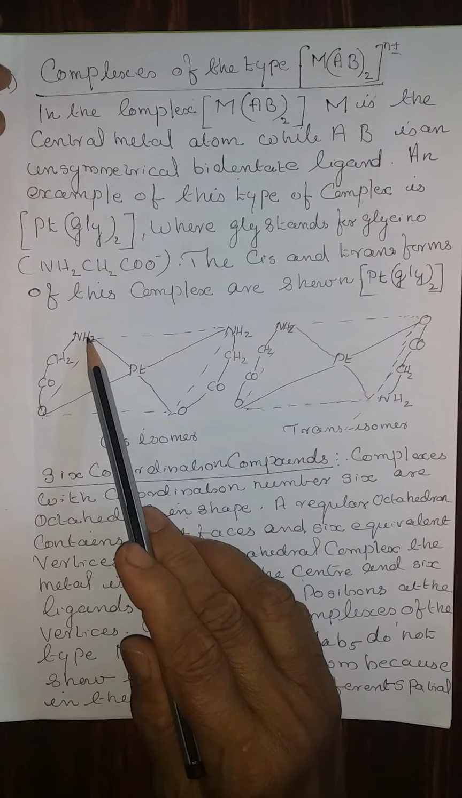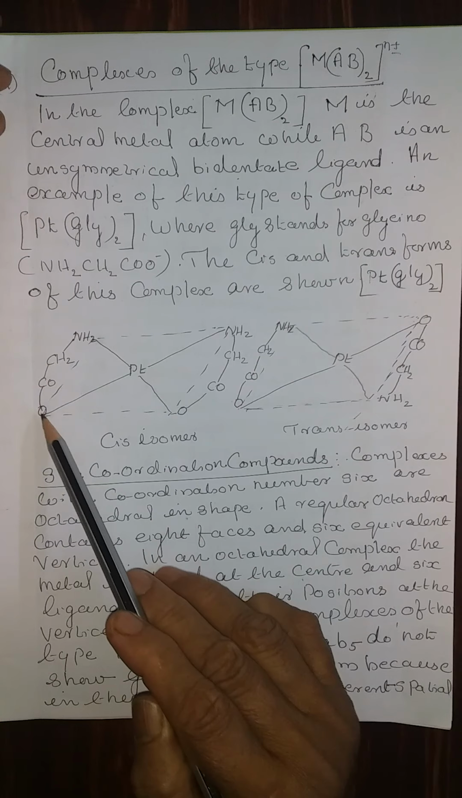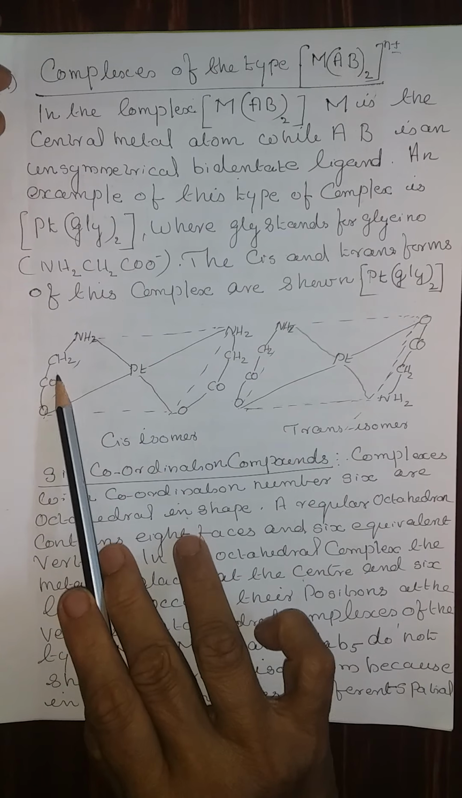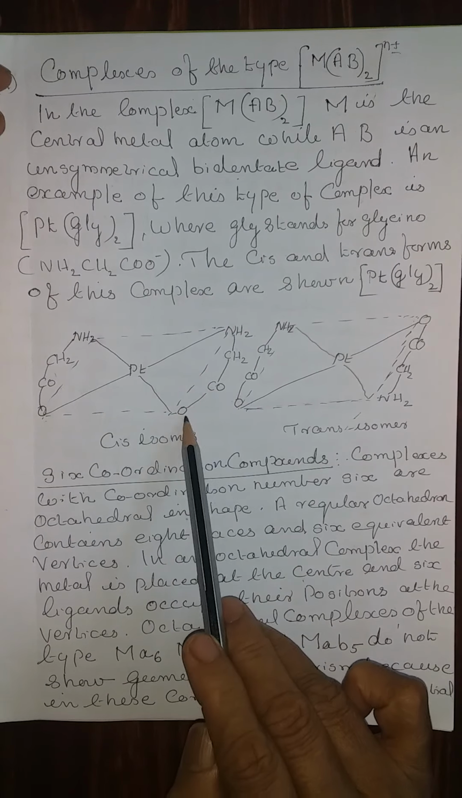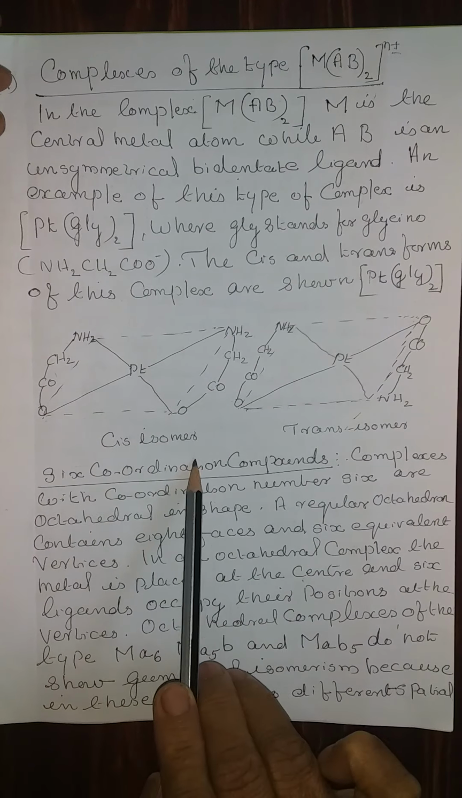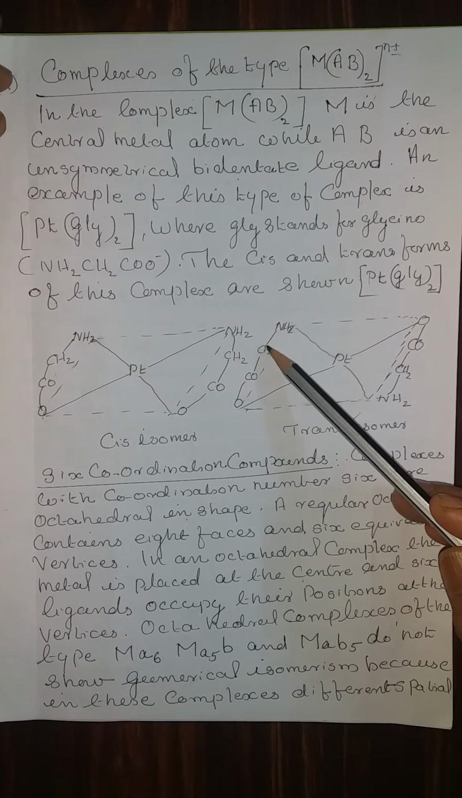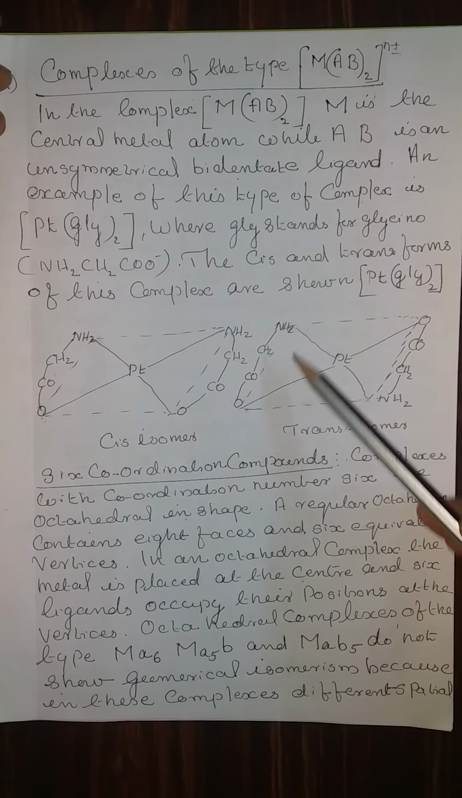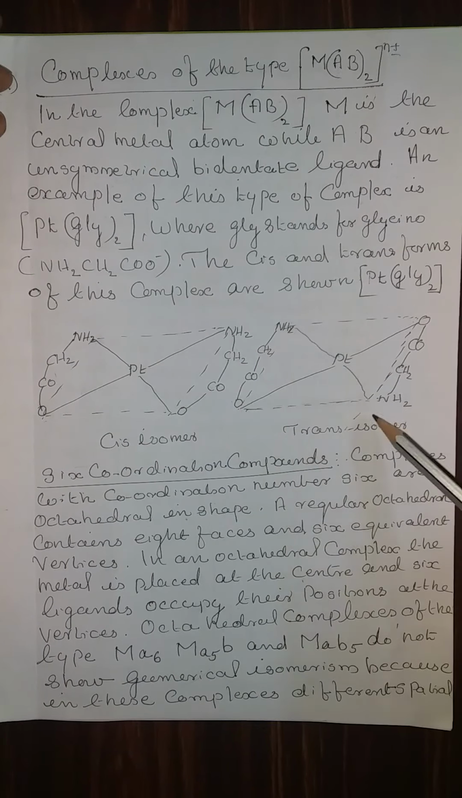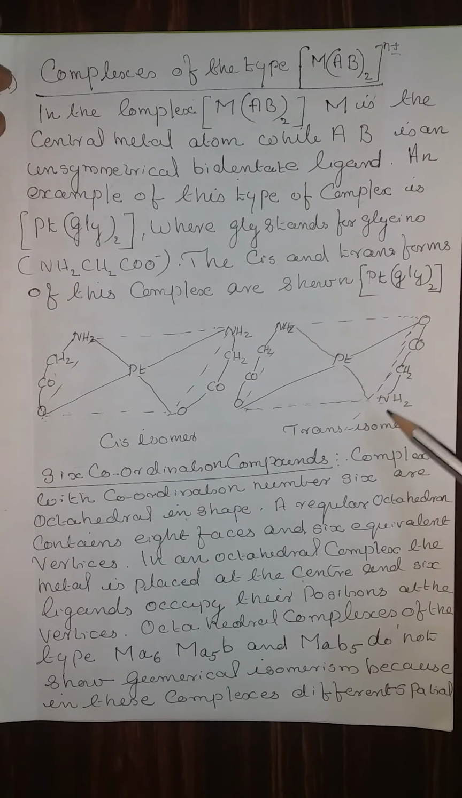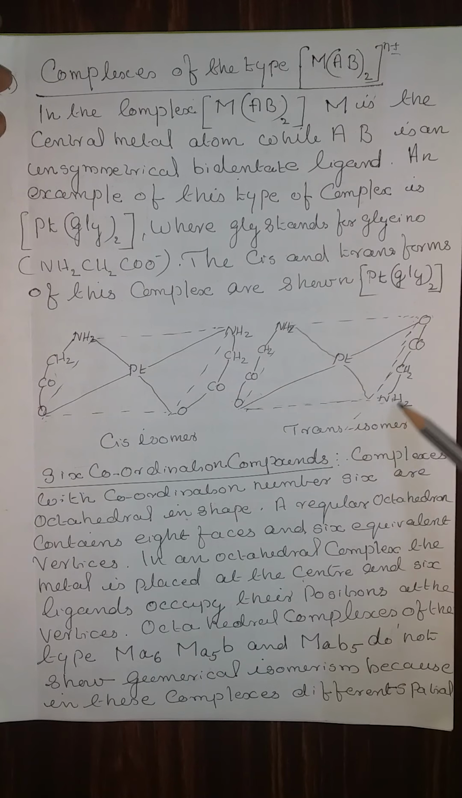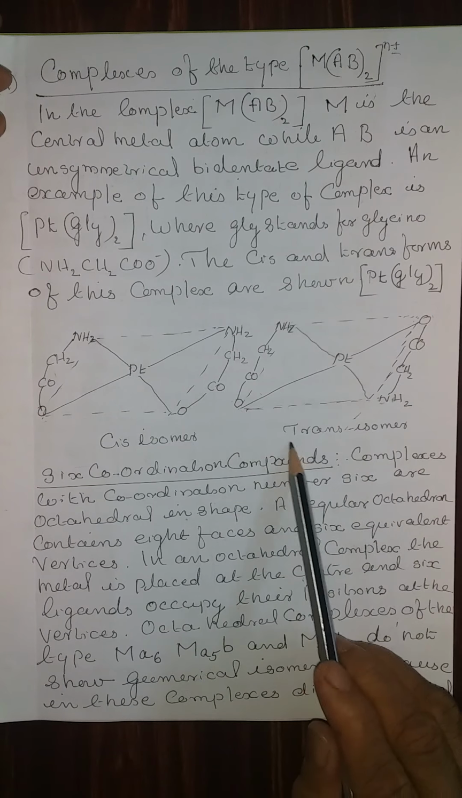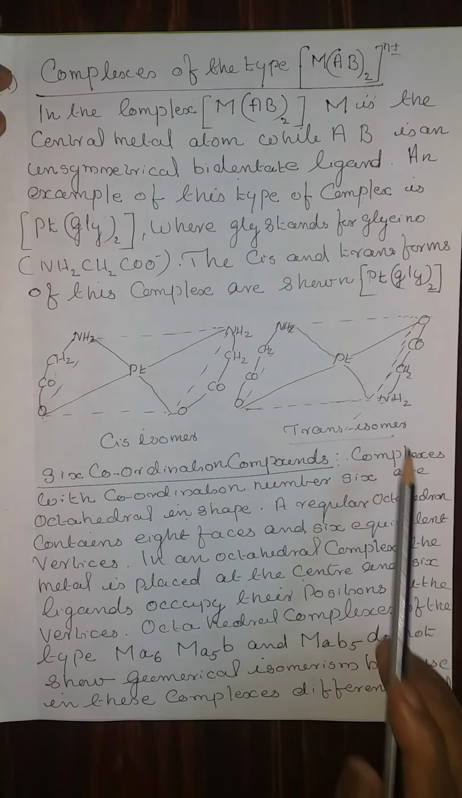And in this, the NH2CH2COO is arranged in a similar way here, NH2CH2COO, that is called the cis isomer. Whereas in the other, the NH2 is here, but the NH2CH2COO is entirely in the opposite direction, that is known as the trans isomer.